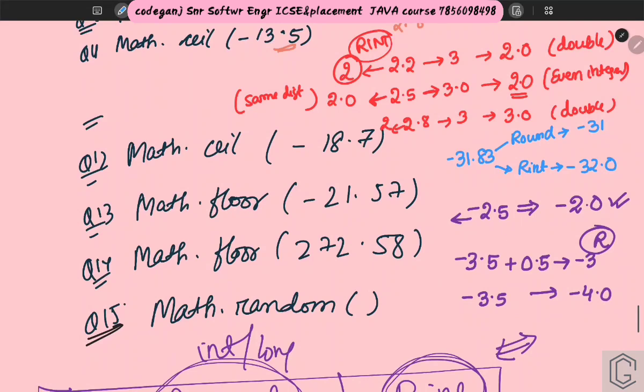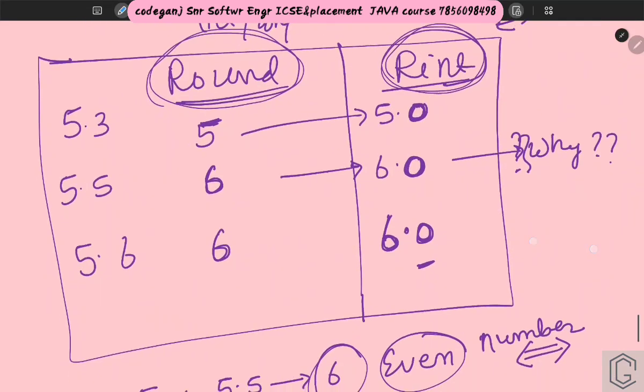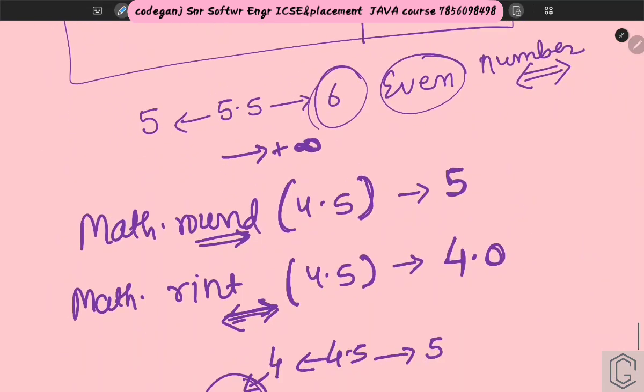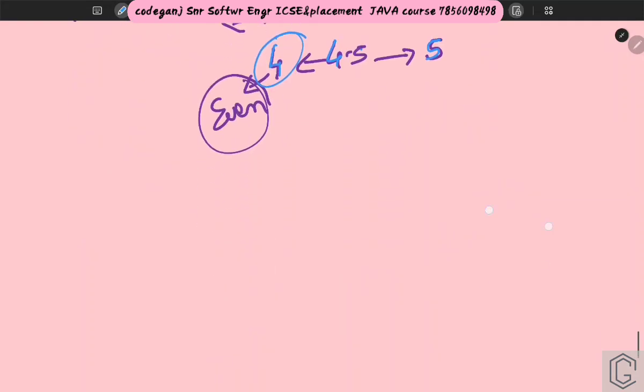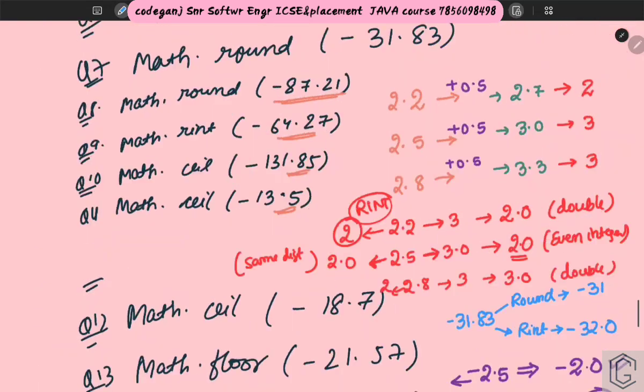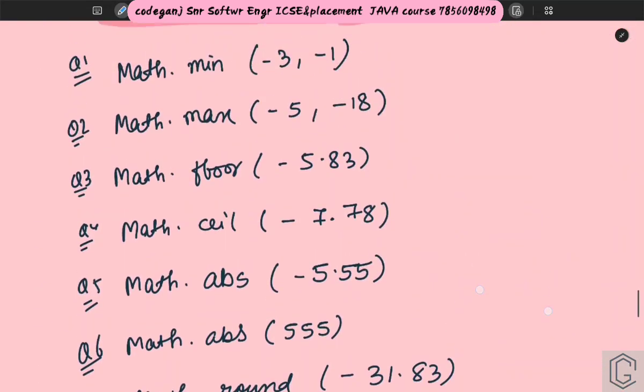Similarly, we have certain questions here so we can understand. Suppose it is Math.round 4.5. In rounding you have to do nothing, you just add 0.5, your answer will be 5.0, and then you remove the 0, and the answer is 5. But in case of rint 4.5, it is lying between 4 and 5, both exactly in the middle, so you have to go to the even number, so it will be 4.0. If you are understanding this, try to solve these tricky questions.